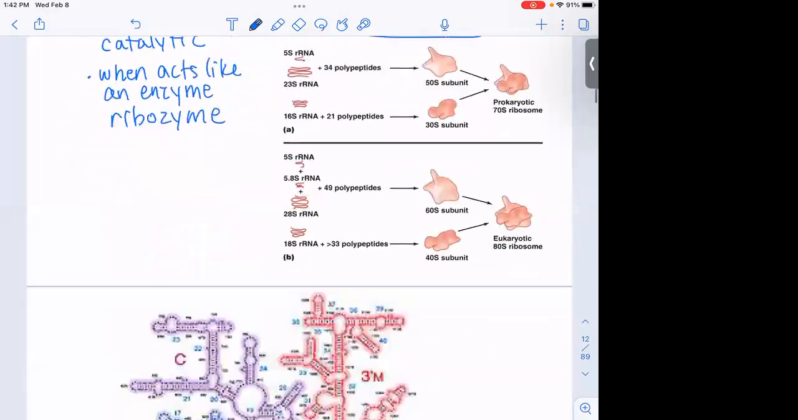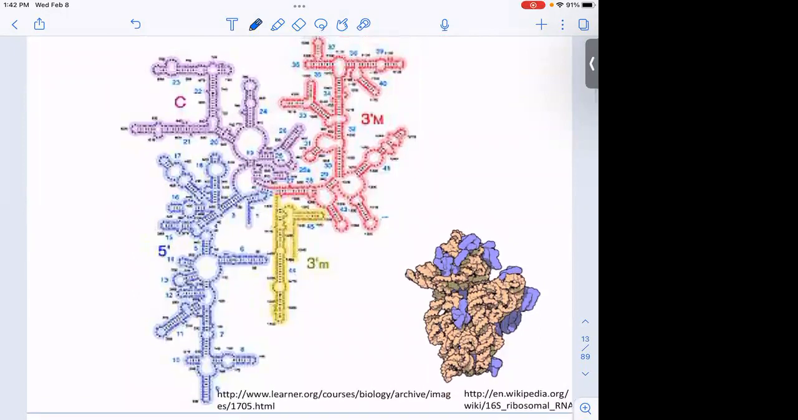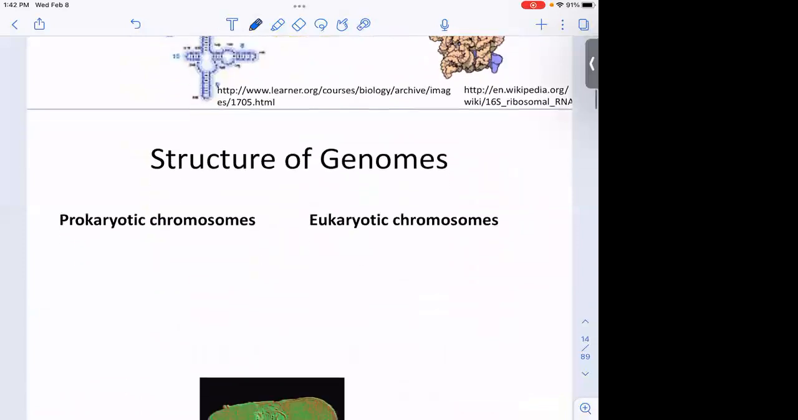Oh, I didn't post this, but this is just to appreciate the complexity of ribosomal RNA. This is the 16S piece of ribosomal RNA from a particular bacteria, quite complicated. If you look at the 3D shape here, the ribosomal RNA is brown, and then that purple that's really closely associated with it, those are different proteins that make up the ribosome. So again, just to appreciate the complexity of that molecule.